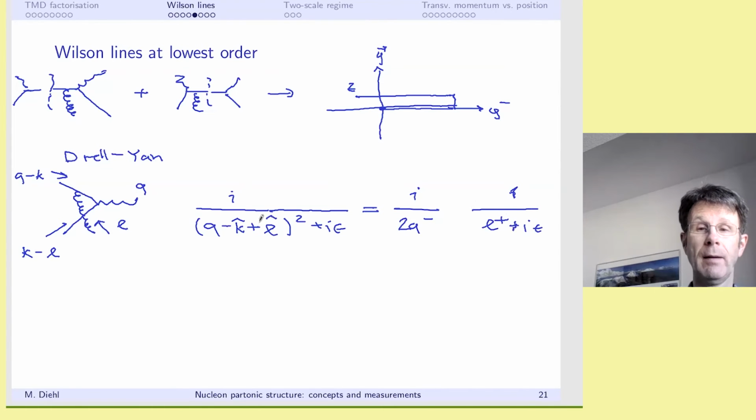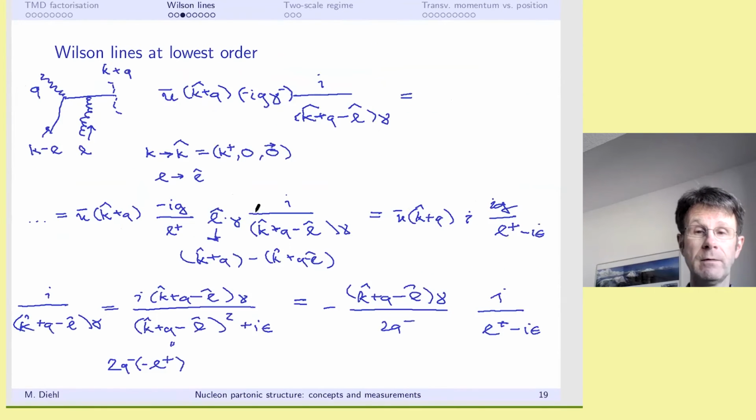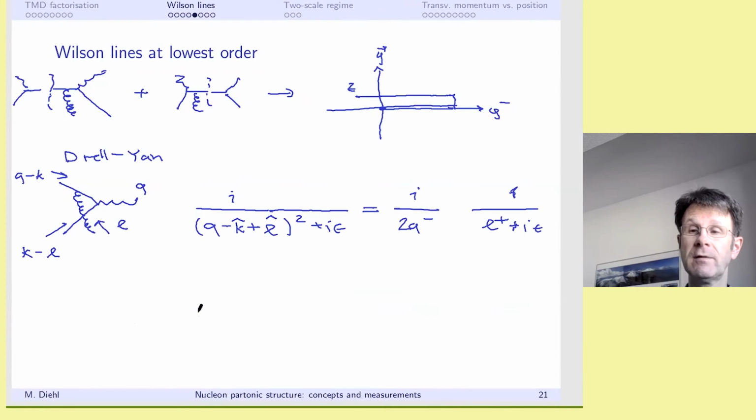This is what happened between the Drell-Yan and the SIDIS case. In the Drell-Yan, the relative sign between Q and L is positive. In SIDIS, it was negative. And that means in SIDIS, we had the 1 over L plus minus i epsilon. In Drell-Yan, we have 1 over L plus i epsilon, everything else staying the same.